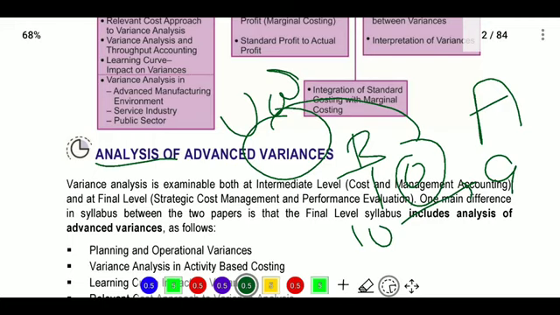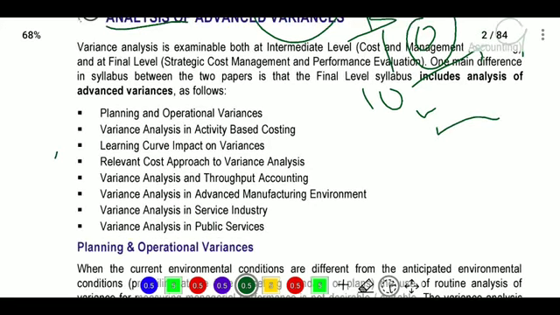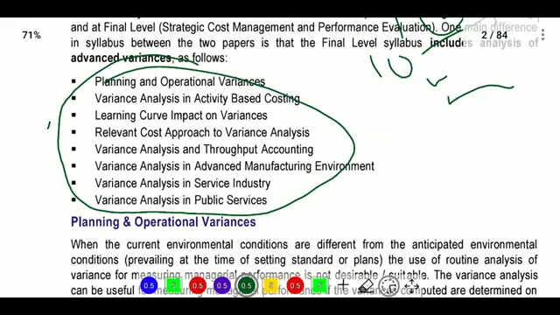Is it related to price change, or is it related to material change, or is it related to any other activity that was done? These are the advanced variances which are provided here: planning and operational variances, variance analysis, activity based learning curve impact.